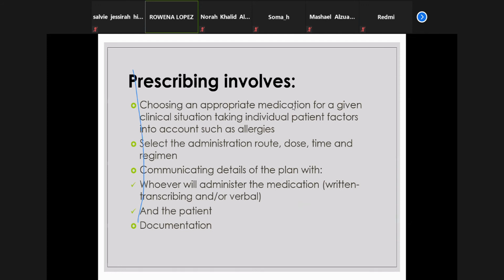Okay. Please, verbal orders can be accepted in emergencies only. When the doctor is available, then do not accept verbal. They should write it and then you carry it out.